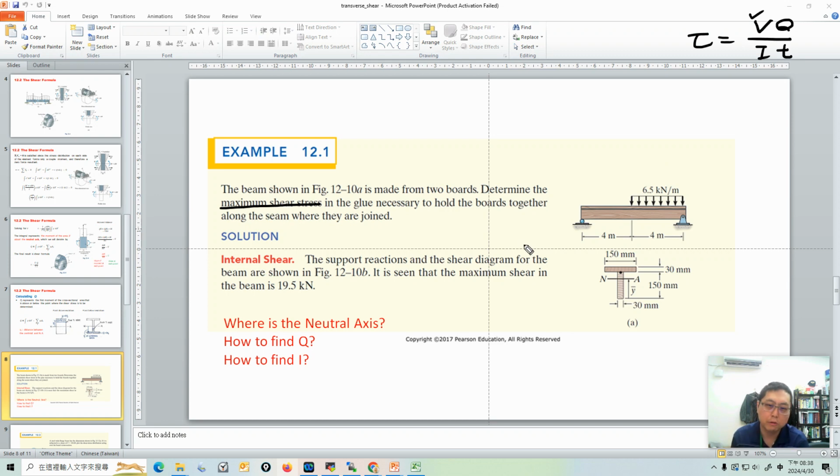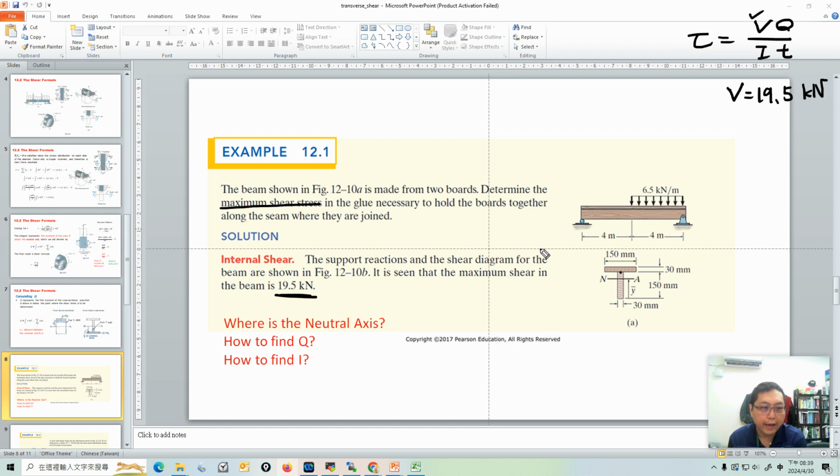So I just tell you the maximum shear force in the beam is 19.5 kilonewtons. So just take it that this V is 19.5 kilonewtons. We'll talk about a similar problem later. In this problem you have to draw the so-called shear moment diagram. After you draw the shear moment diagram, you will understand why the maximum shear is 19.5 under this distributed load and this support. But in this problem we just calculate the shear stress directly, so I just tell you the shear is 19.5 kilonewtons.